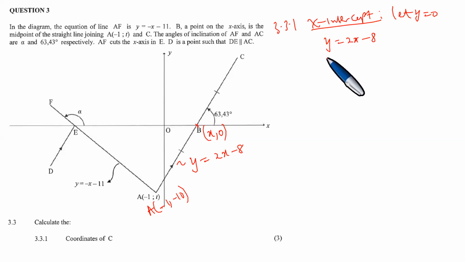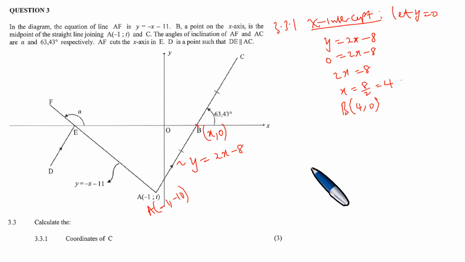So if y is 0, so x is 4. If x is 4, then y is 0. Okay, so you have this. This is what we get.